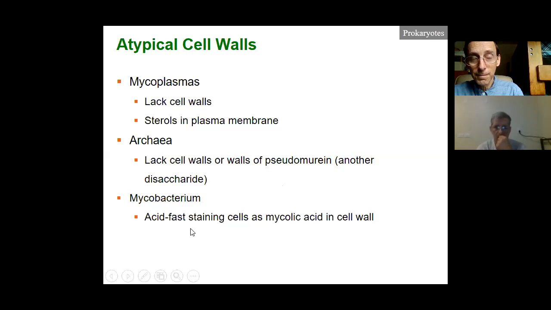And the gram stain is water-based. And if water doesn't go across the cell wall, then the gram stain is going to get in the cells poorly, if at all. And so the mycobacterium are atypical because of the mycolic acid, and they stain poorly, if at all, in the gram stain.